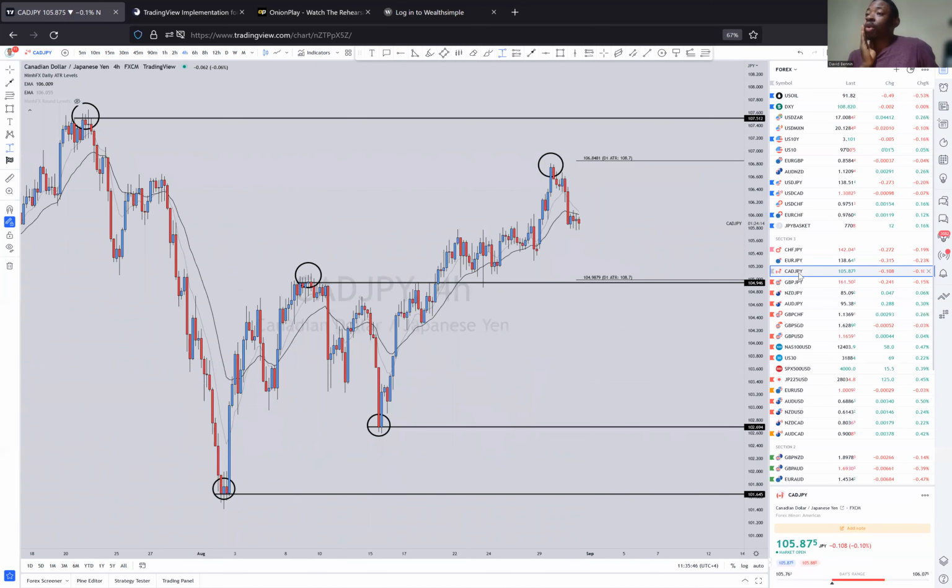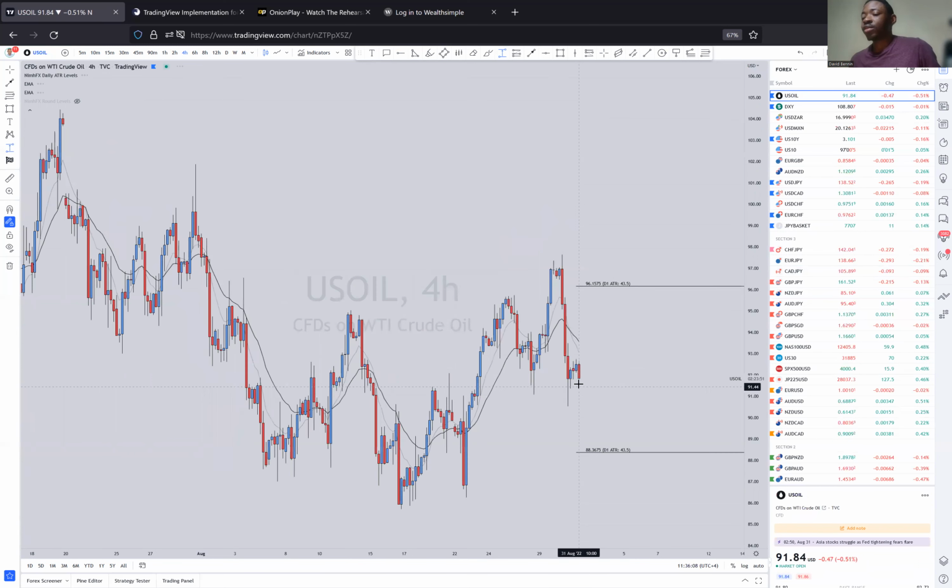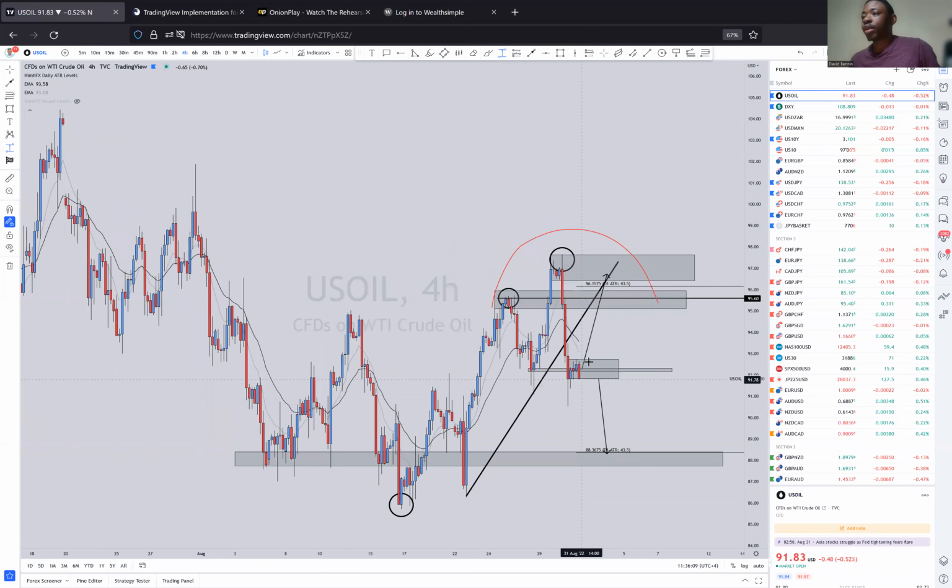So CAD JPY is a little tricky. CAD JPY would follow what JPY would do, but most of the time it's going to follow what the Canadian dollar would do. So this will be a really good buy if the US oil fails to break below the level we talked about. If it doesn't break below this level and it pushes up, we're expecting the yen to be weak. So if it pushes up from here, CAD JPY will be a really good buy.